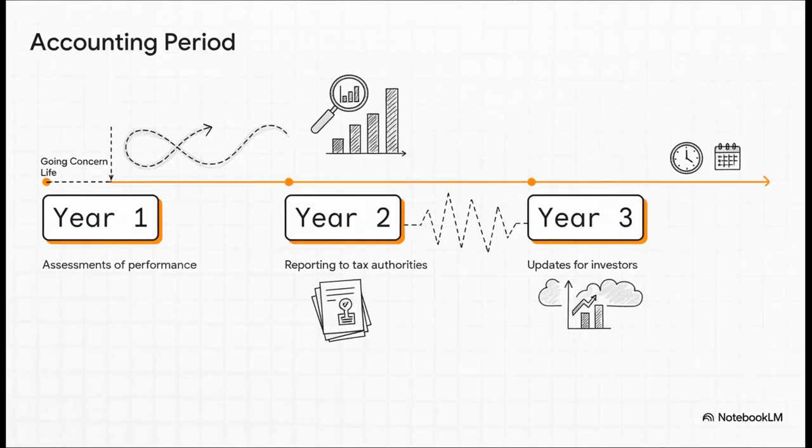And this brilliantly illustrates why that division is just so critical. By chopping that infinite going concern life into these 12-month accounting periods, we create a really reliable rhythm. Think about it. Owners can make periodic assessments in year 1. Tax authorities get their reporting in year 2. Investors get their updates in year 3. It allows literally everyone to measure the ongoing performance and financial position of the enterprise without having to wait until the business actually liquidates to see how they did.